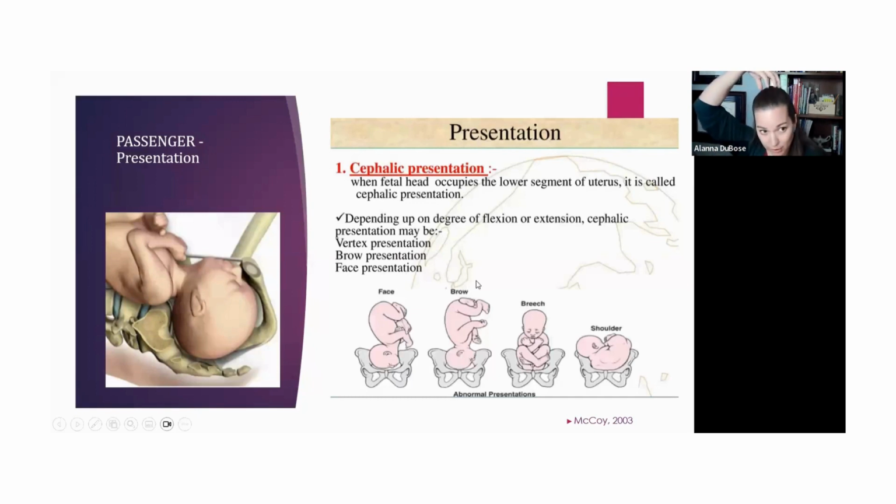Occiput is the term for the crown of the head, okay? The brow presentation is when the head is extended too far and the brow is presenting. This creates a much, much larger circumference. And most of the time, the baby cannot deliver with especially a face presentation. A brow presentation is also a lot harder.